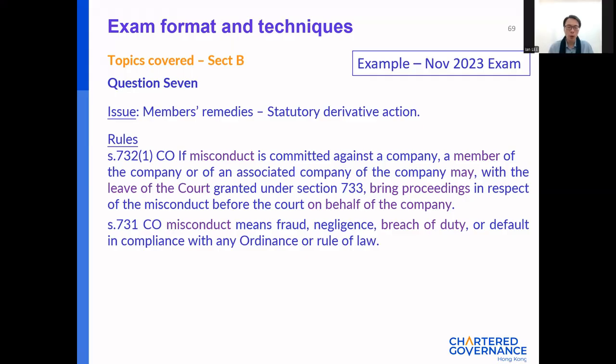So in order to invoke 732, there must be a misconduct. Is misconduct defined? Well, it's defined in section 731. It means fraud, negligence, breach of duty, or default in compliance with any ordinance or rule of law. So if you fall into any one of those categories, then you may have satisfied the requirement of misconduct in order to bring this claim, if that's what you want to do.